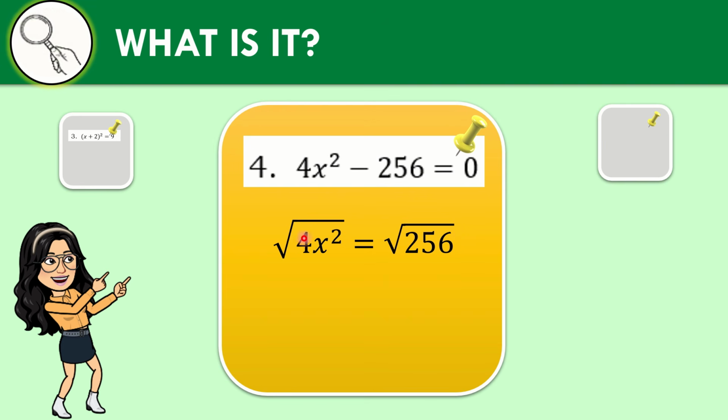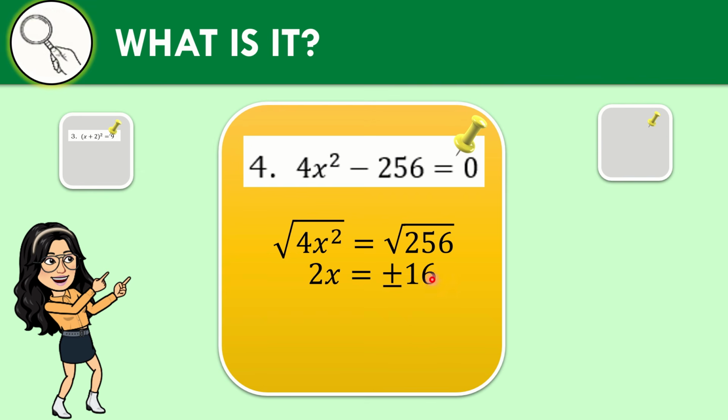Now, why did we use a square root? We use a square root because we still have here x squared. We still have the squared. And since 4 is a perfect square, we can apply the square root to this term. So our answer is now, that would be 2x is equal to plus and minus 16, because 256 is also a perfect square.